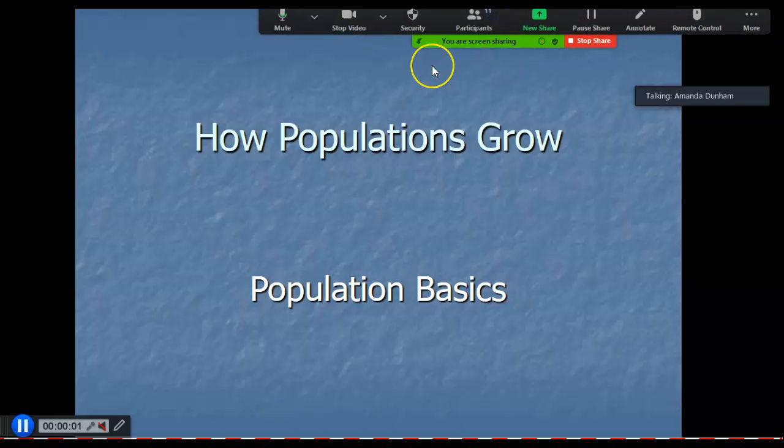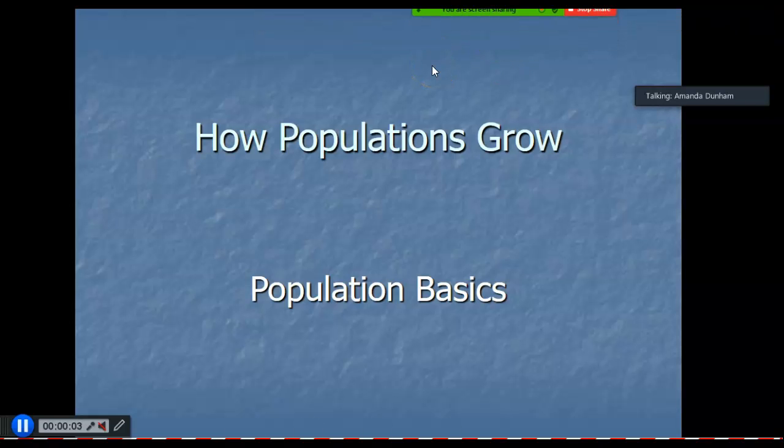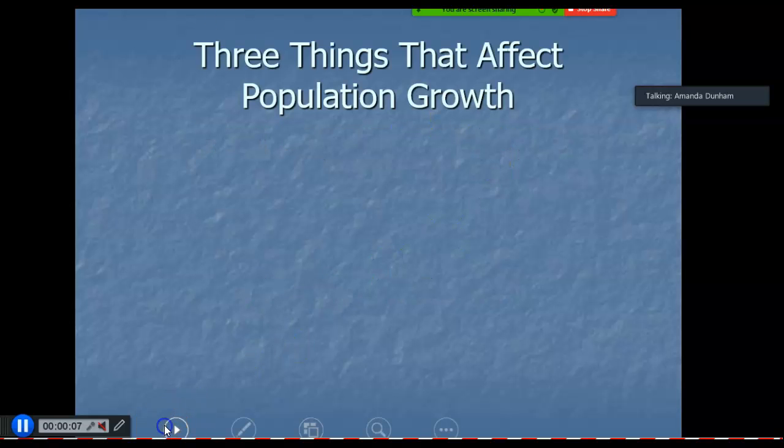So, how populations grow. What three things are going to affect population growth, guys? Reproduction, yeah, very good. What else? What specifically are going to affect those numbers? Like, you are on the right track there.